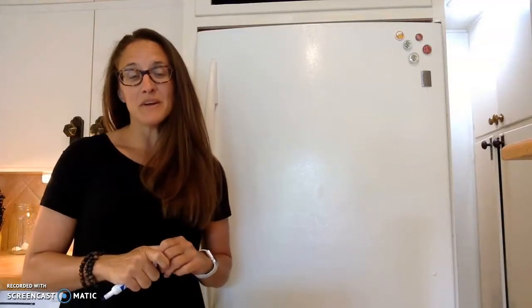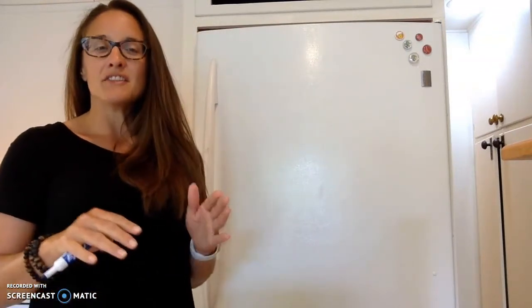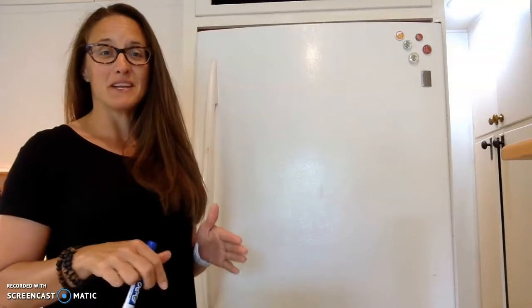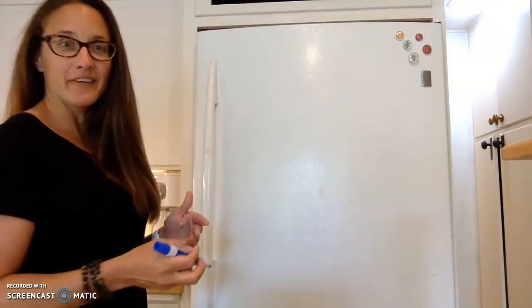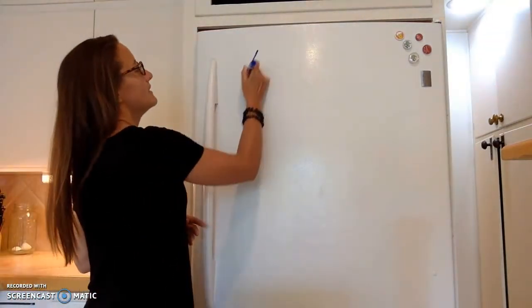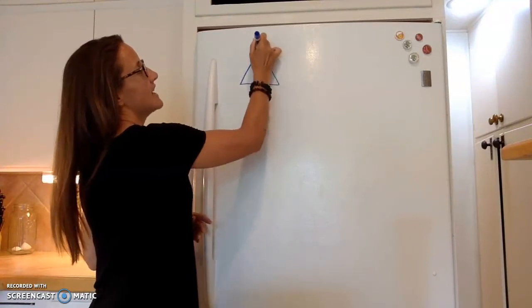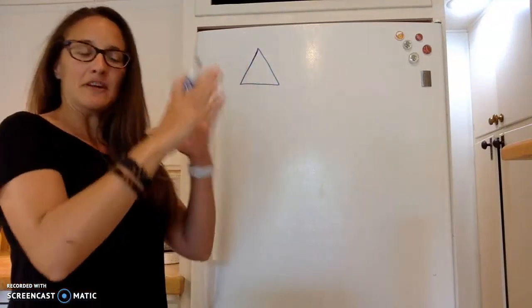For math this week, we are going to be looking at shapes and fractions. So let's talk about some of the shapes we're going to be focusing on. There's four main shapes that you're going to be looking at. One is a triangle. I know you guys know this one. Triangles can actually come in a lot of different manners.